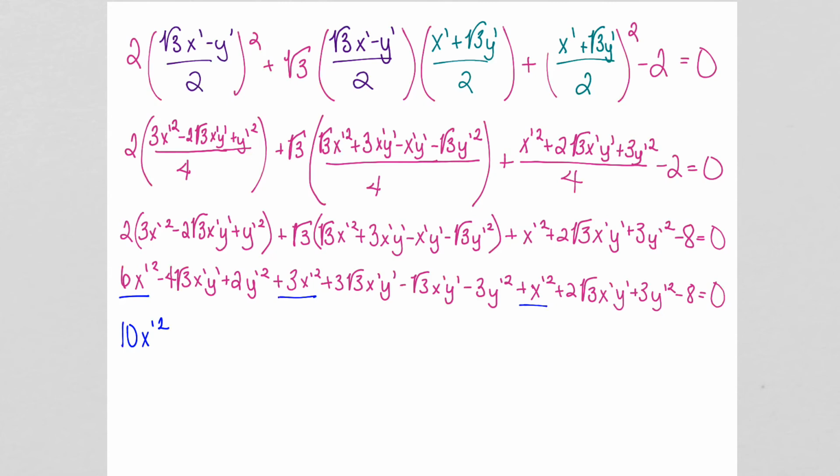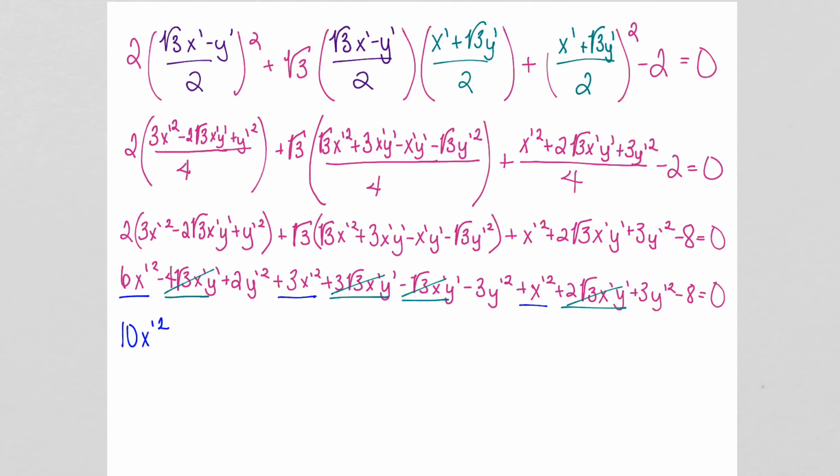Then let's look at the x prime y primes. Okay. So we've got, all these are root 3, so I'm not going to worry about the 3. So negative 4 plus 3, that's negative 1, minus 1, so that gives us negative 2, plus 2. Oh, yay! Our x prime y primes just went away. That's lovely.